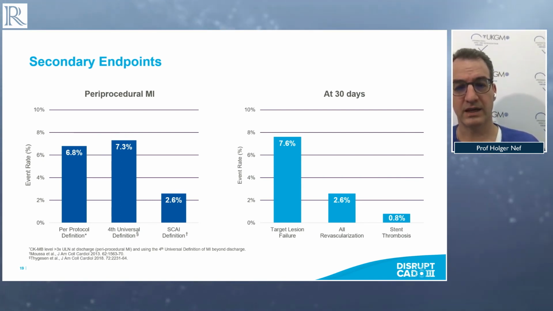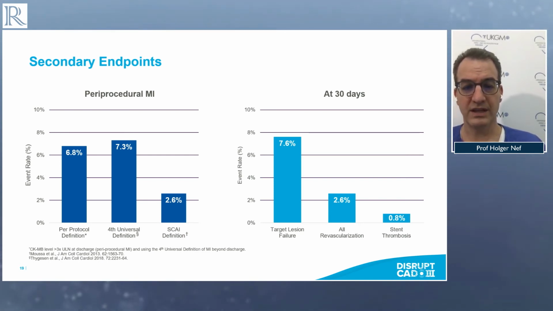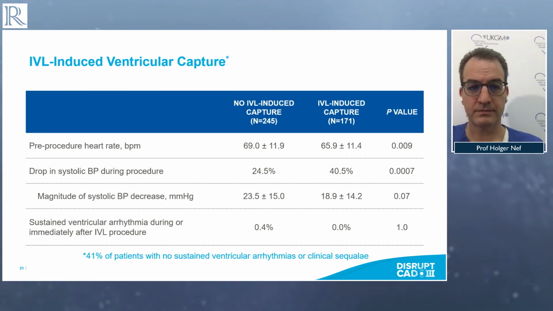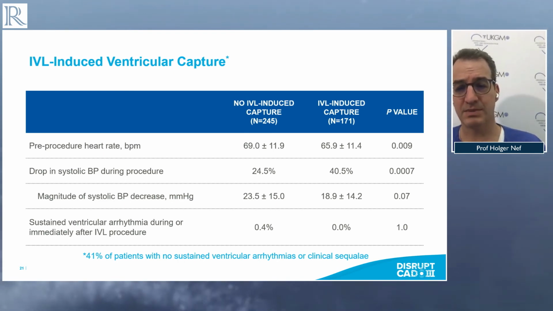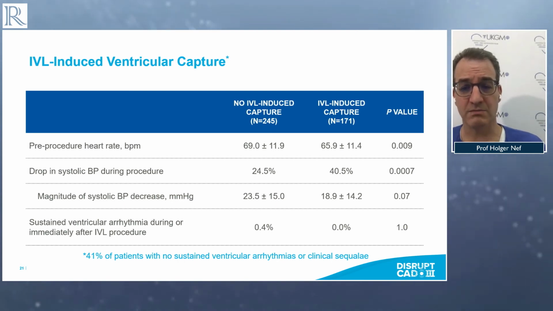On the right side, looking at the clinical endpoints at 30 days, there was a rather low event rate of TLF, revascularization, and stent thrombosis. IVL-induced ventricular capture has been noted in several cases or reports. In this study, it has been demonstrated that 41% had some evidence of ventricular capture, which was more pronounced in patients with a heart rate below 60 per minute in the very beginning.